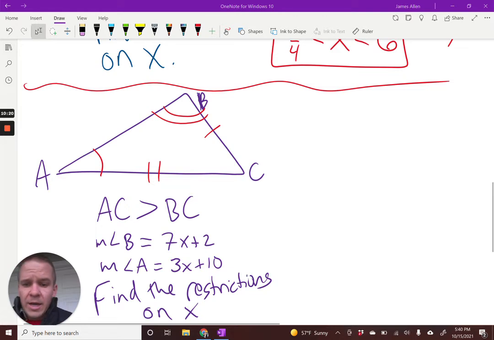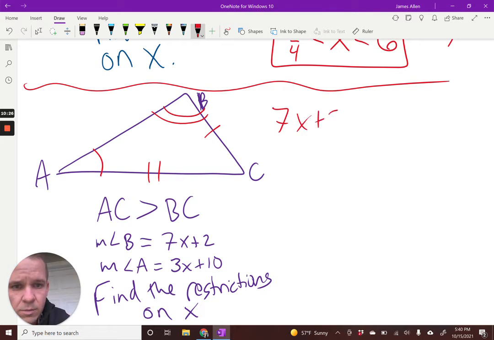Cool. All right. So let's set up our inequality. B, which is 7x plus 2, is greater than 3x plus 10.